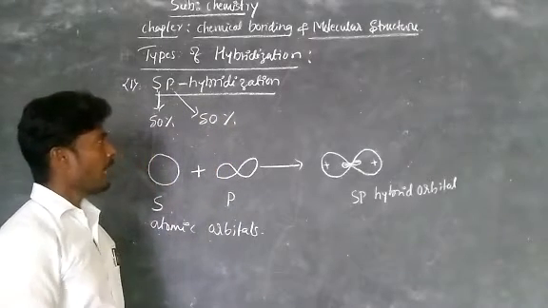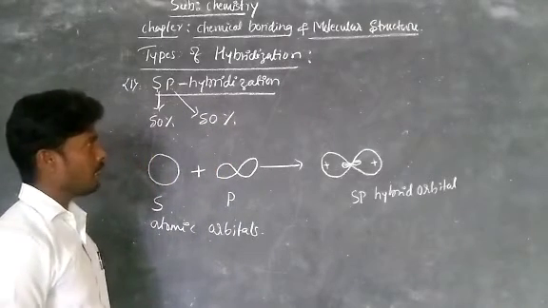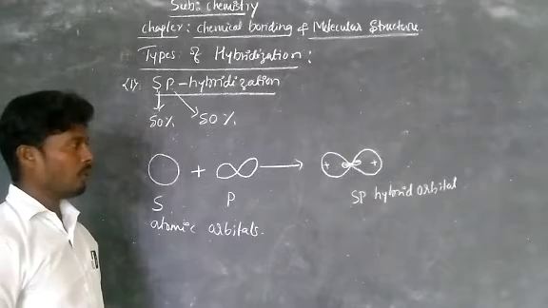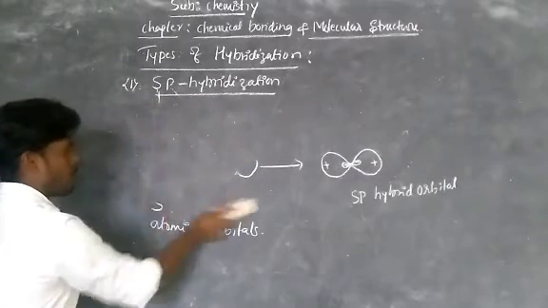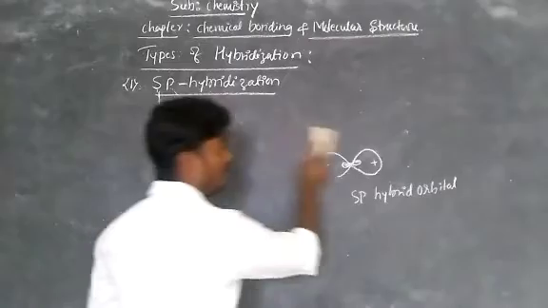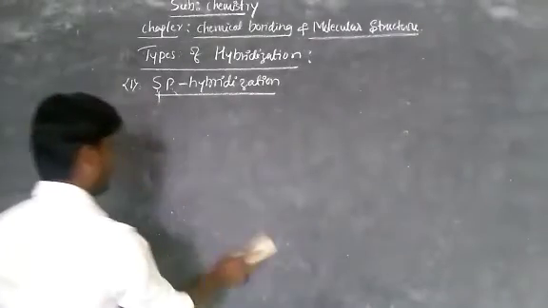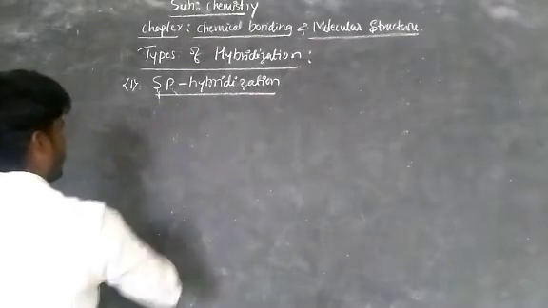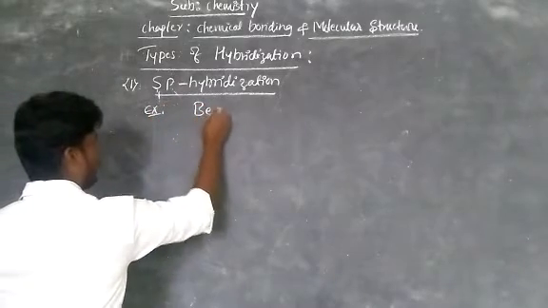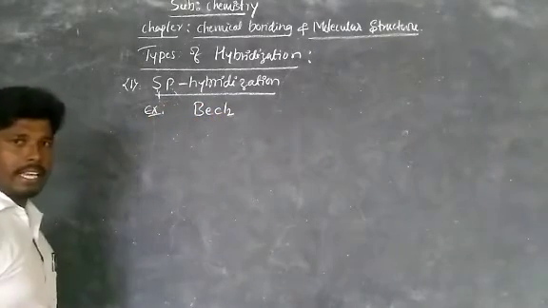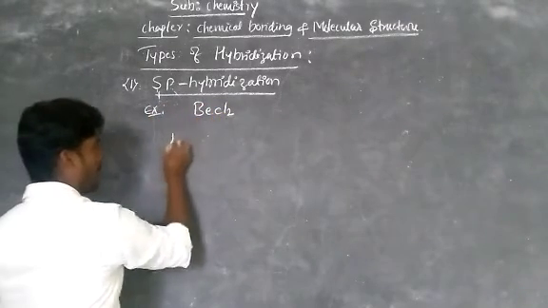Now for an example we are taking beryllium chloride. There we will see how the atomic orbitals are overlapped. For sp hybridization, take the example of beryllium chloride, BeCl2.